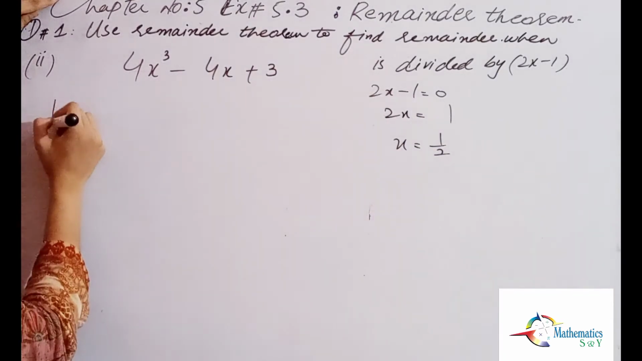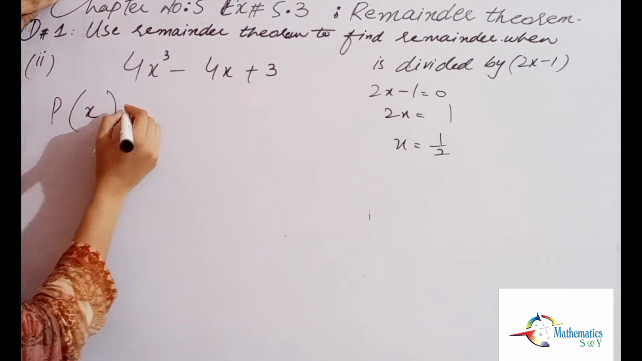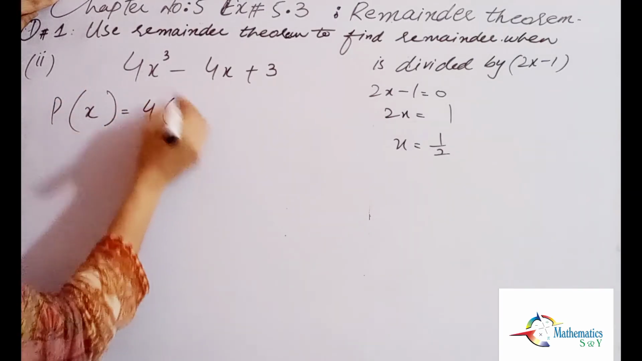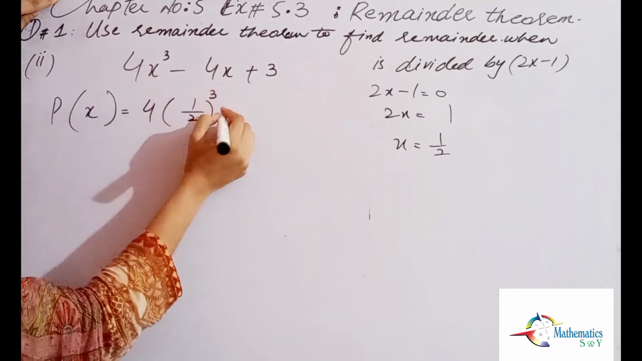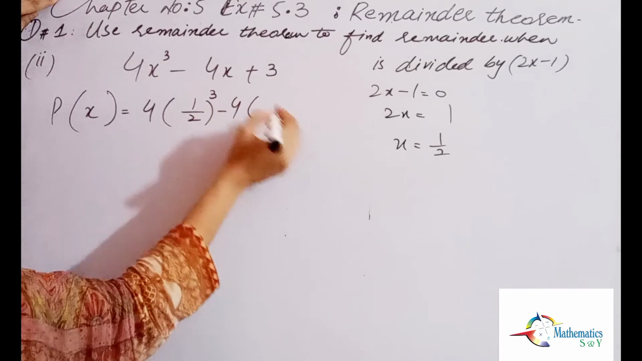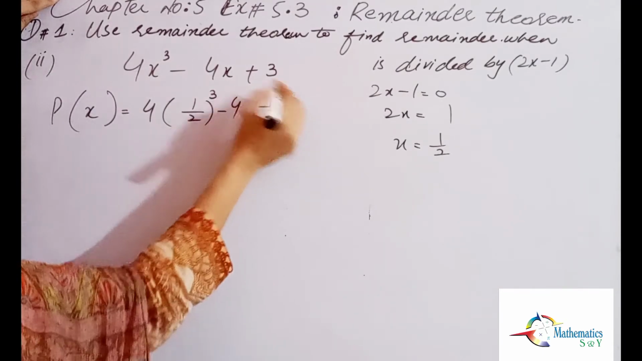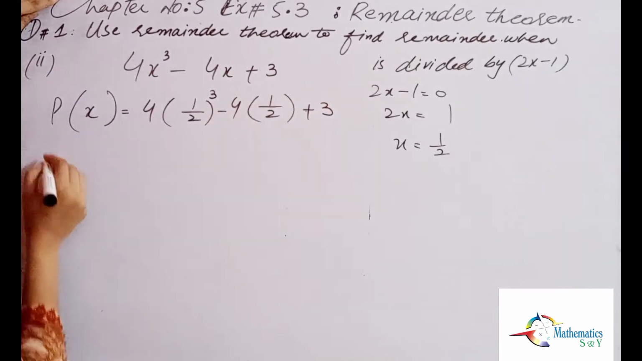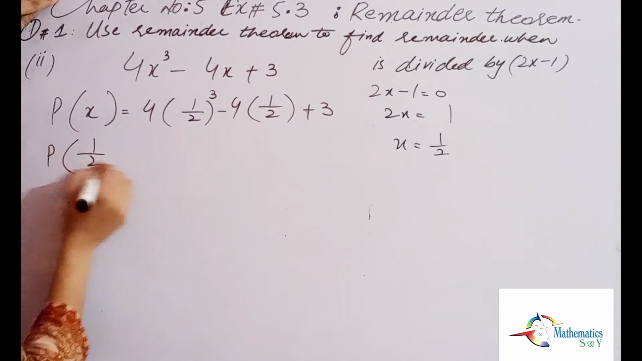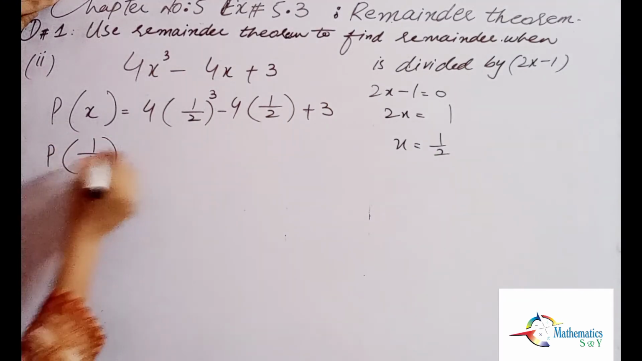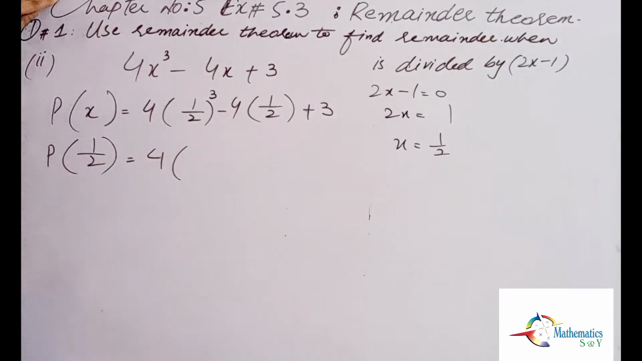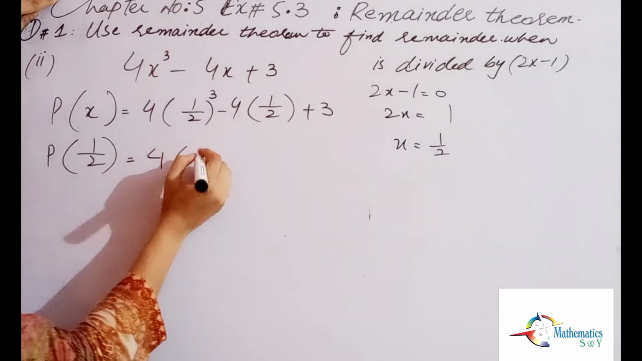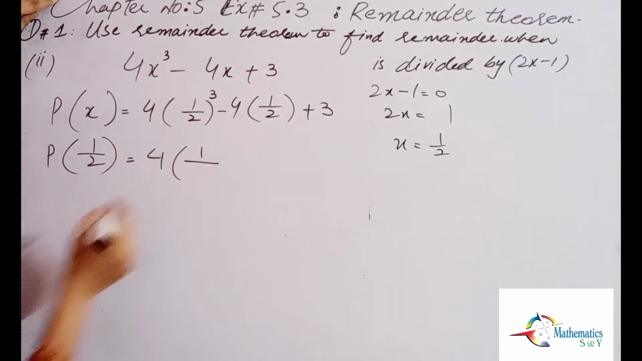So what we are going to do, first we write this polynomial as p of x, 4. In place of x I will put the value 1 by 2. It has a cube. Minus 4. In place of x I can write 1 by 2, plus 3. P of x means we will put here the value 1 by 2. First we will open this cube: 1 over 2 multiplied 3 times. 1 times 1, 1 times 1. 2 cubed equals 8.